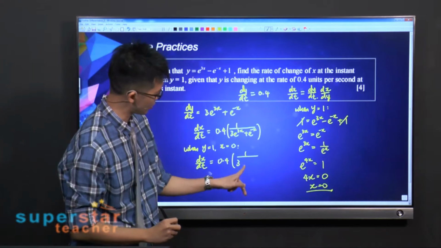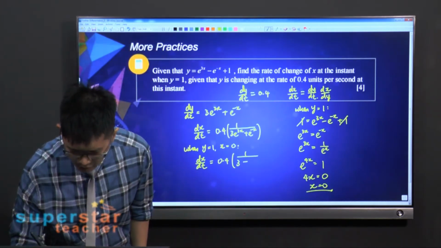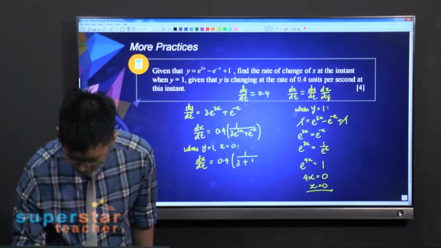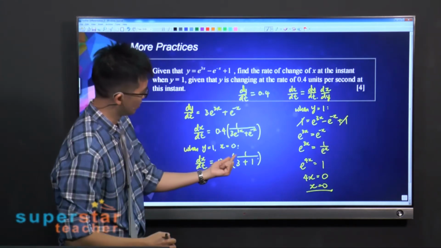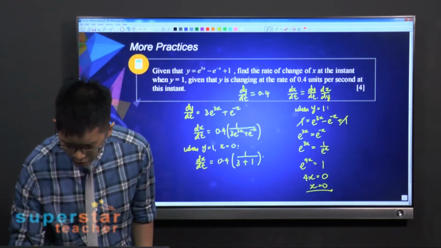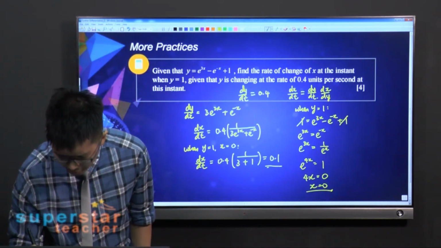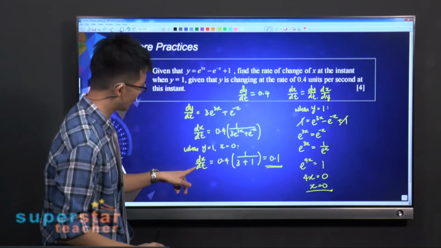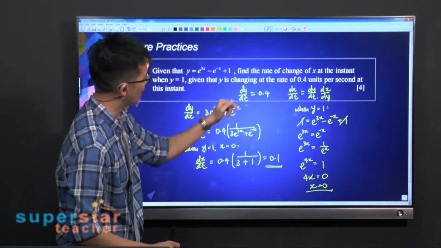So this whole thing is just going to be 1, plus e to the power of 0 again, which is just 1. So it's going to be 1/4 here. And 0.4 divided by 4 gives you 0.1. So the answer will be 0.1 units per second. That's the dx/dt that we are actually looking for.